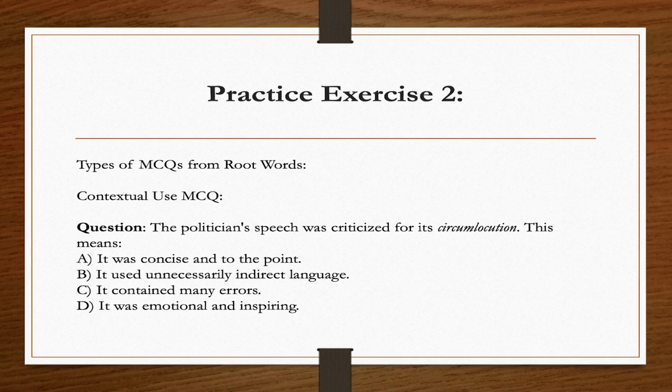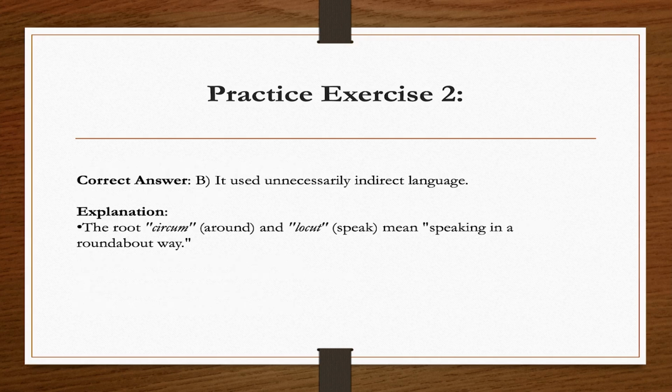Since we have discussed circumlocution recently, it will be very easy for you to figure out the answer. Here the answer is: it used unnecessarily indirect language. Repeating the explanation once again: the root circum means around and locute means speak. That means speaking in a roundabout way, not directly addressing the point. Those politicians spoke about things here and there, but they did not address the major issue. So that is circumlocution.